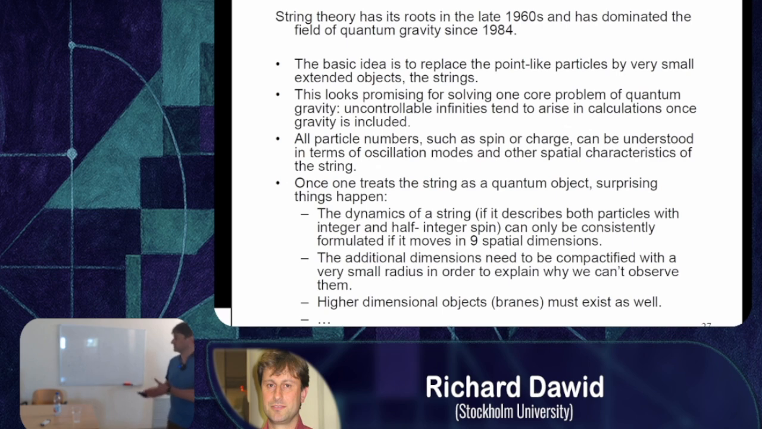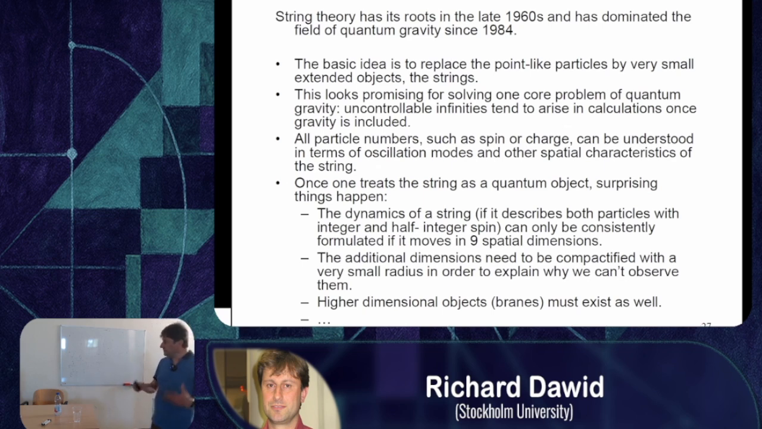Initially, string theory in that context was only one proposal. It turned out that other proposals did not work, or it was plausible to think that they wouldn't work. So string theory then became a leading proposal on that issue. So the understanding, once you have introduced these extended objects, these strings, is that all quantum numbers, spin, charge, etc., can be understood in terms of oscillation modes and other spatial characteristics of the string.